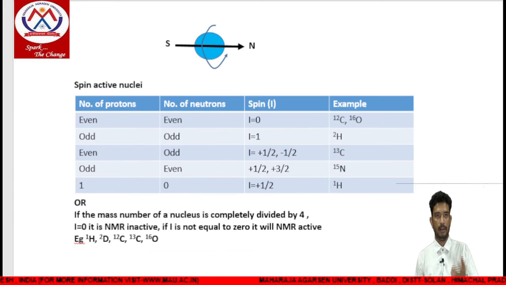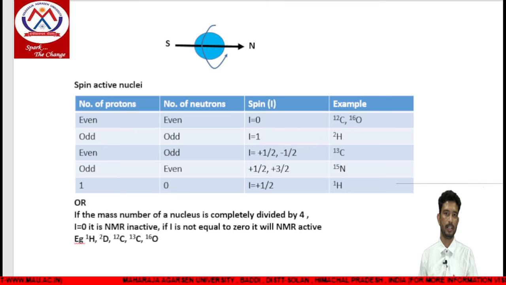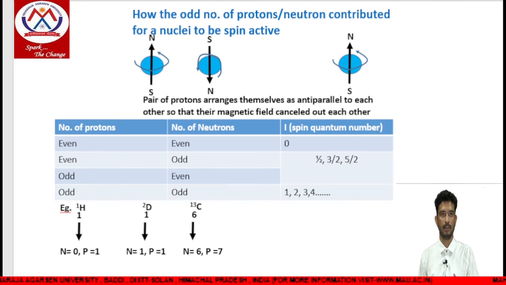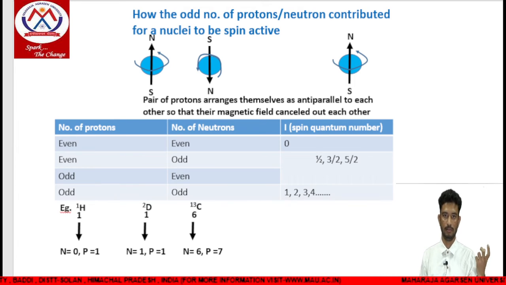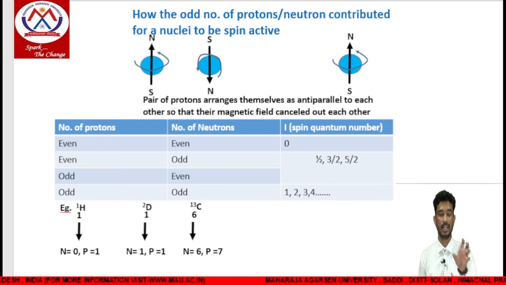So here we can see that if we have an even number of protons and an even number of neutrons, I is 0, and our particular nucleus is NMR inactive. What does this actually mean? Whenever we have a paired number of neutrons or protons, whenever we have something in pairs, they arrange themselves in pairs. Here we are talking about atoms that have some magnetic moment.